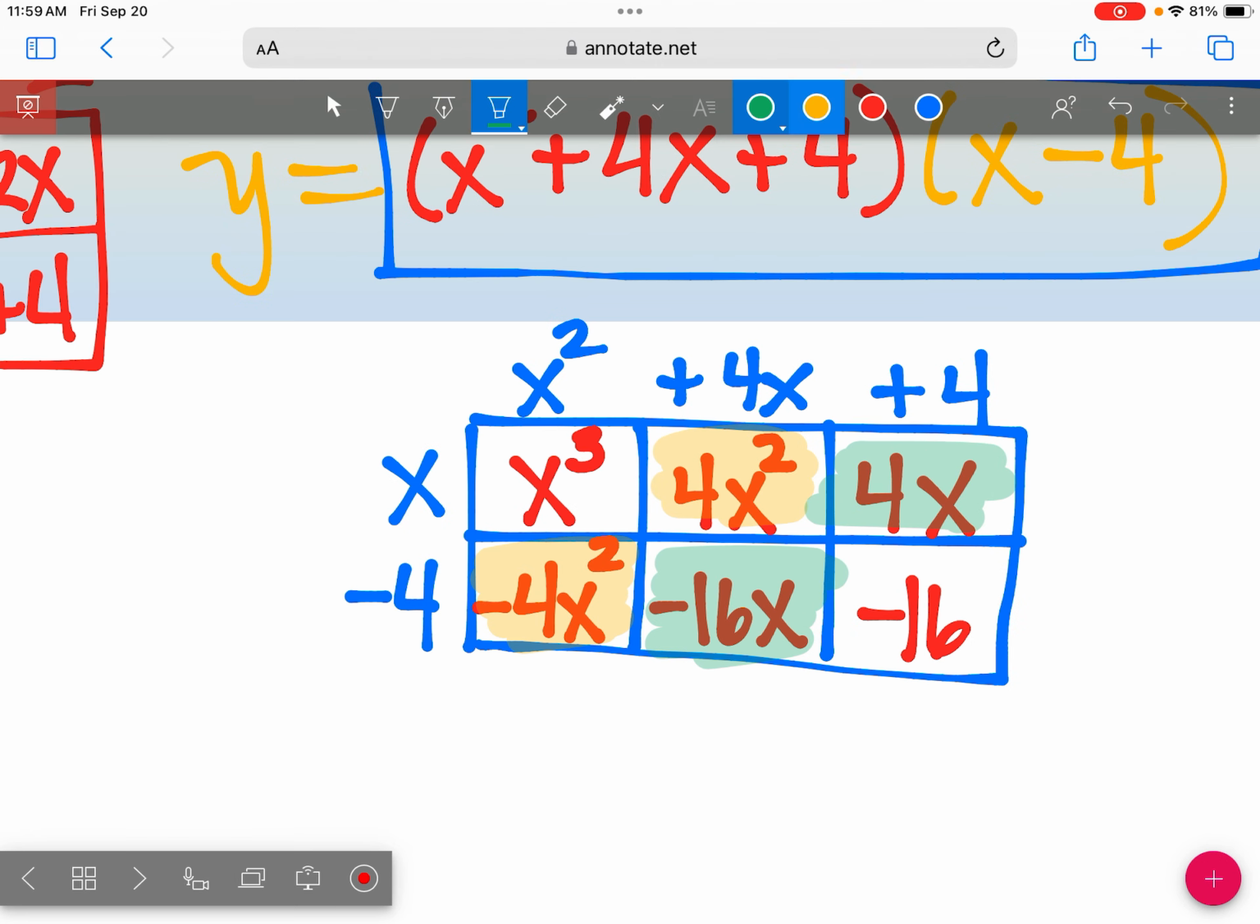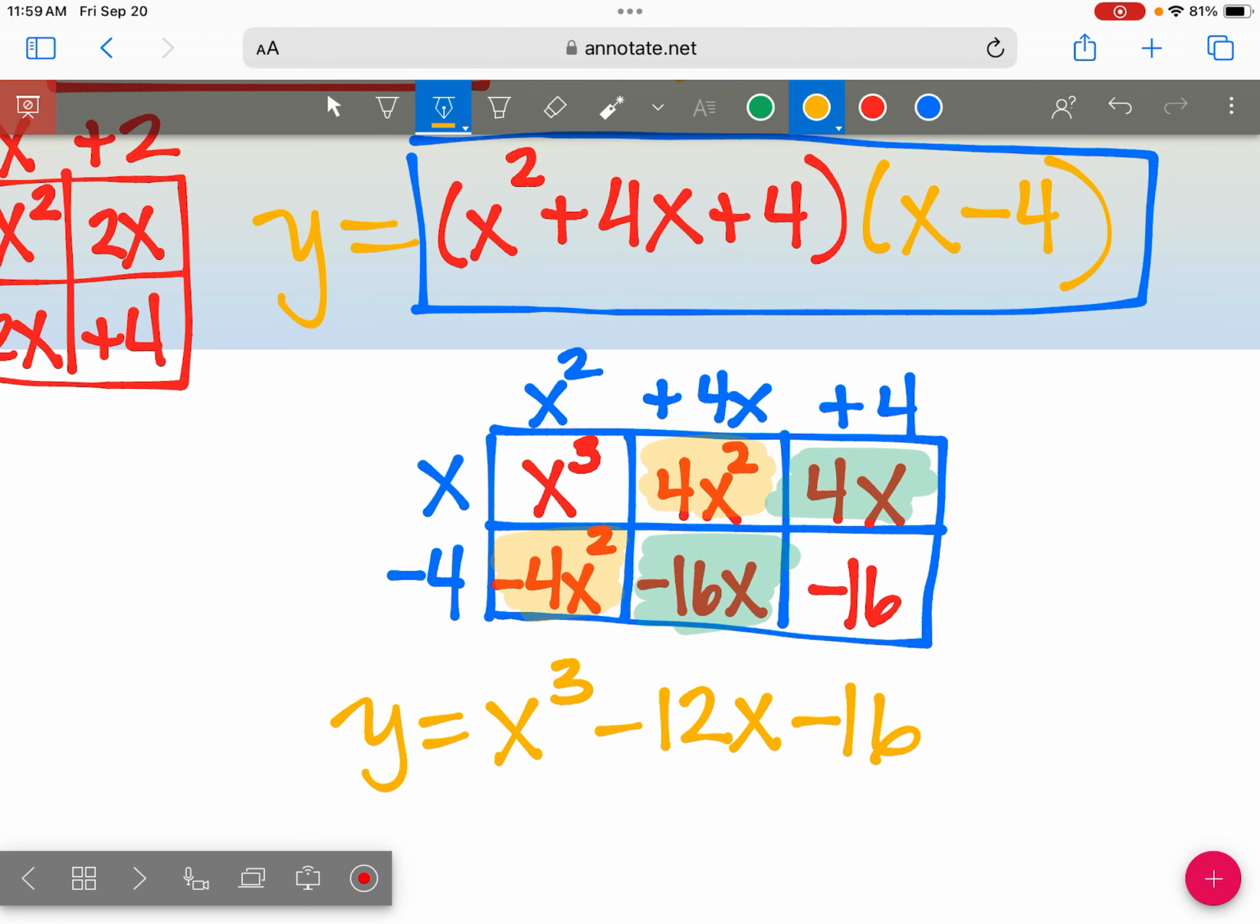So when I take it out, I have y equals, and then I have my highest power. Now when I add these together, what's going to happen with my x squareds? They're going to cancel. So you don't have to put it. You can put 0x squared if you really want to, or we can just drop the x squared altogether. Now let's look at our x. When we add these together, negative 16 plus 4, negative 12x, and then minus 16. And that would be your final answer.